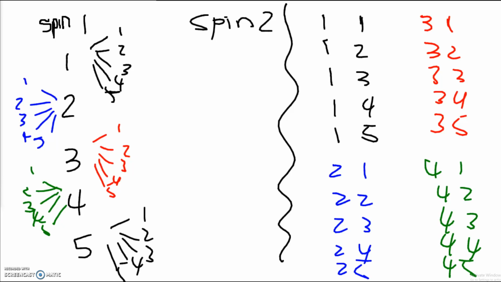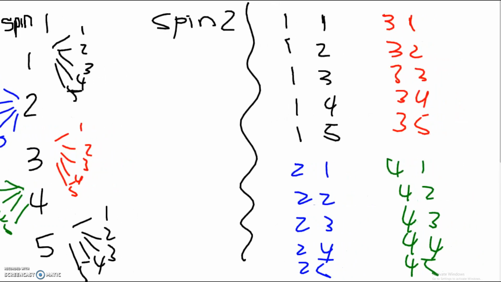And then lastly, let me slide this over. We could have landed on a 5, then a 1, a 5, then a 2, a 5, then a 3, a 5, then a 4, and a 5, then a 5. And then to find the total number of possibilities, you'll just add these up.